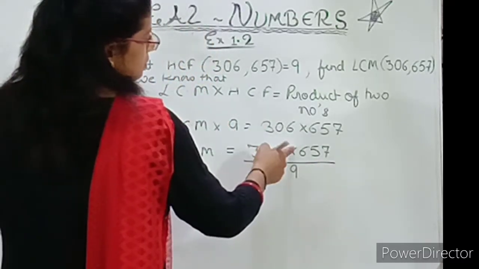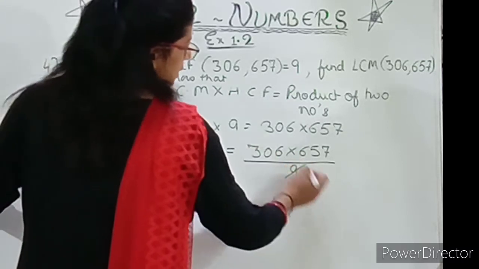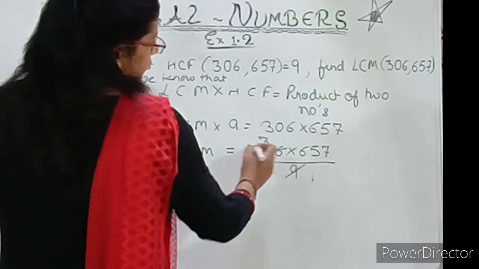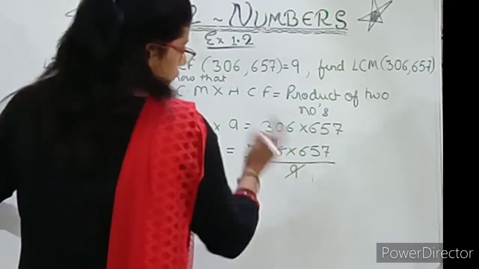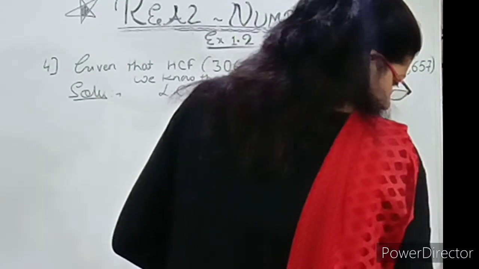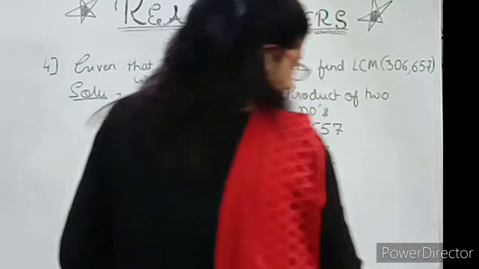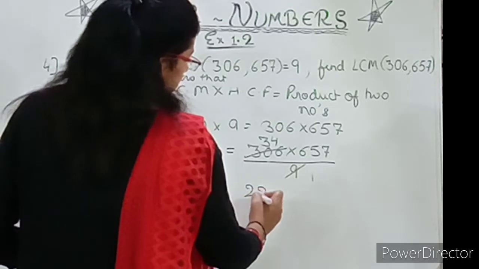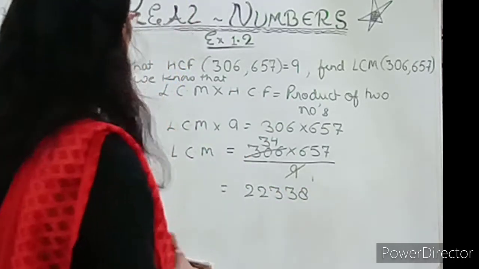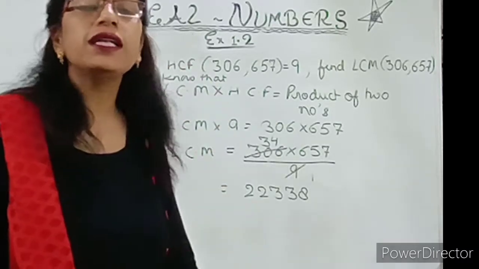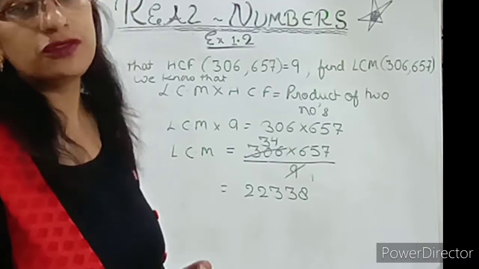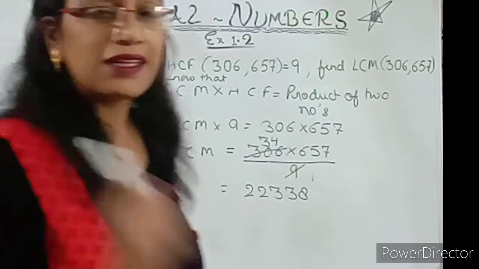Now this is multiply, cancel it. 9 3s are 27, 3 is left, 9 4s are 36. So 34 into 657 you will get is 22338. So your LCM will come 22338. Okay. So this is a question. You have to find the LCM and the method is LCM into HCF is equal to product of two numbers. Very easy. So let us start the next question.